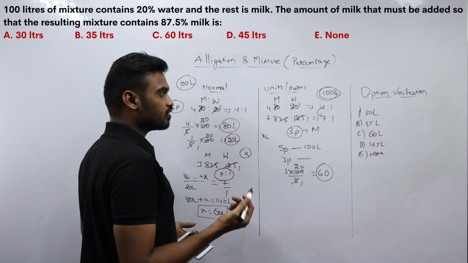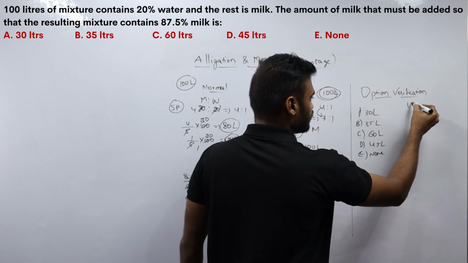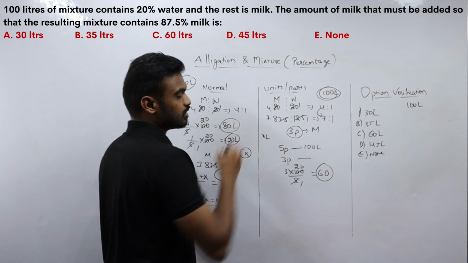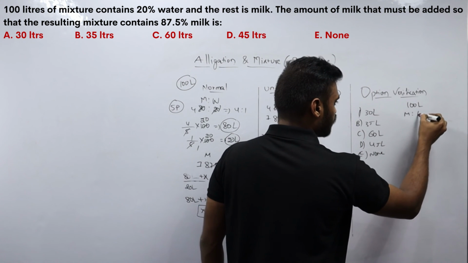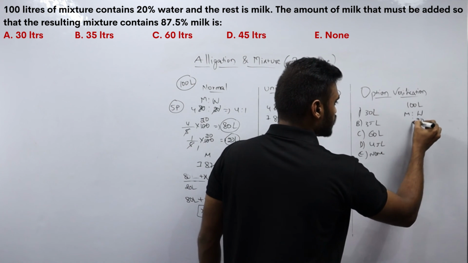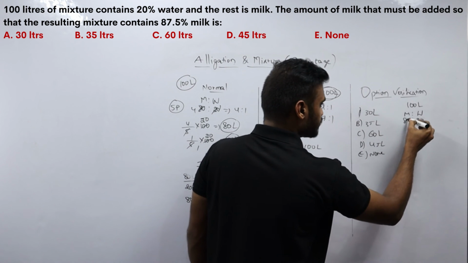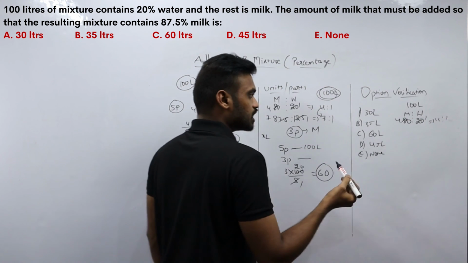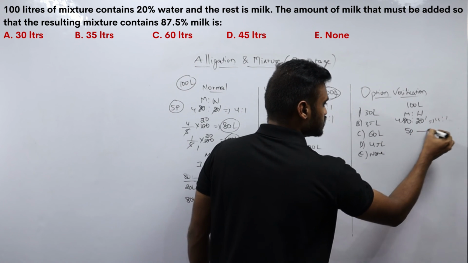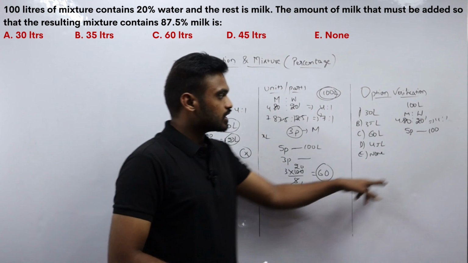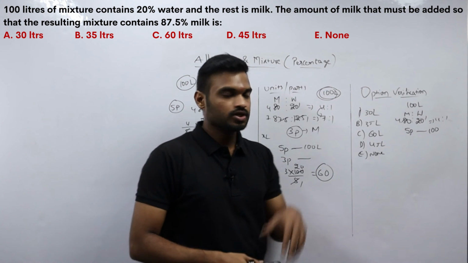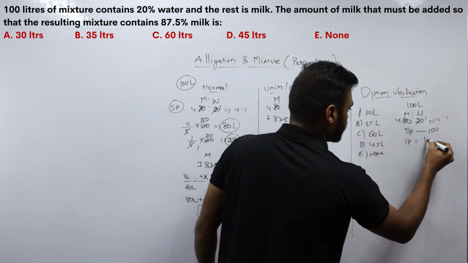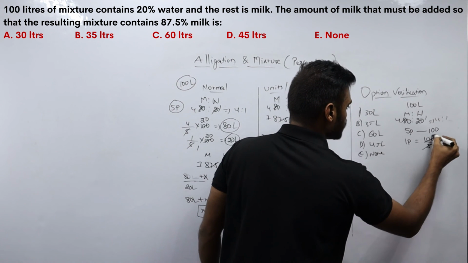Okay, now the initial quantity they have mentioned is 100 liters of mixture. Also they have given that the total quantity of water in the mixture is 20%. Now what is the percent remaining? That is 80%. So we will get 2 ones and 2 fours, so 4:1. There are totally 4 plus 1, that is 5 parts in this 100 liters. Now what is the value of one part? One part value will be 100 by 5, that is 5 twenties are 100, so 20.